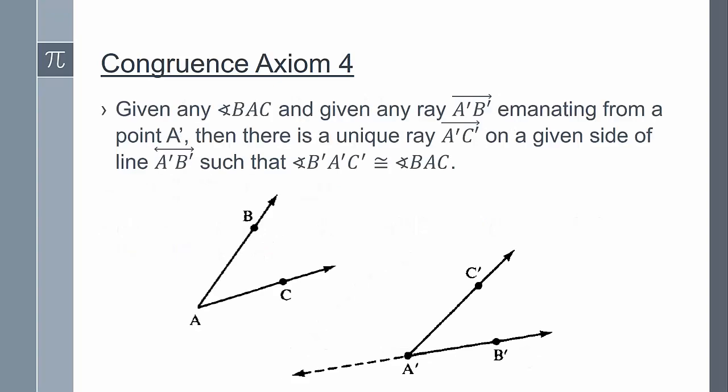Congruence axiom 4 states that given any angle BAC and given any ray A prime B prime emanating from a point A prime, there is a unique ray A prime C prime on a given side of line A prime B prime such that angle B prime A prime C prime is congruent to the angle BAC. This axiom can be paraphrased to state that a given angle can be laid off on a given side of a given ray in a unique way.